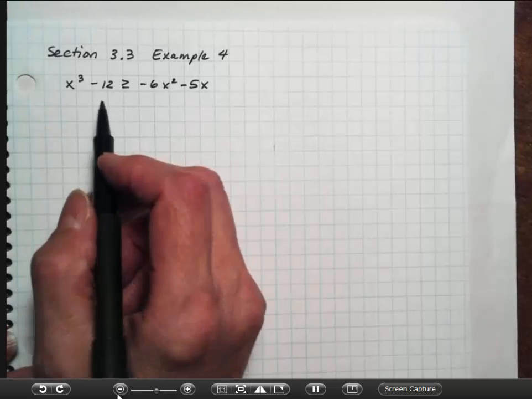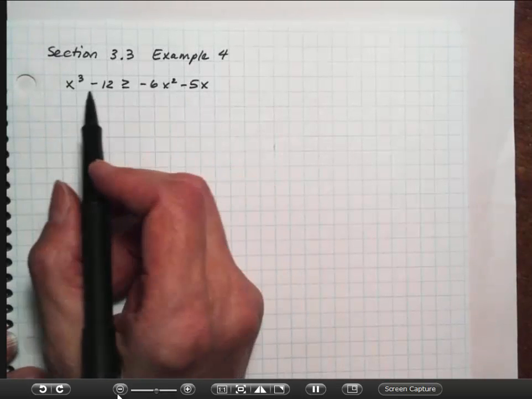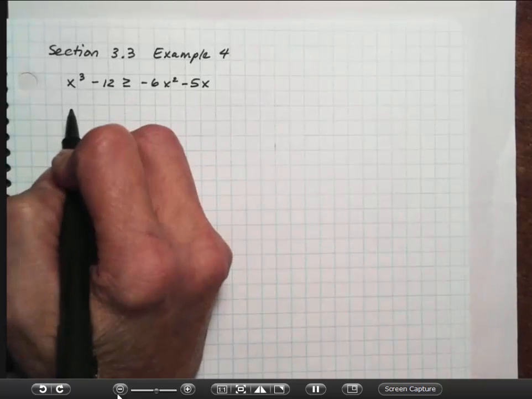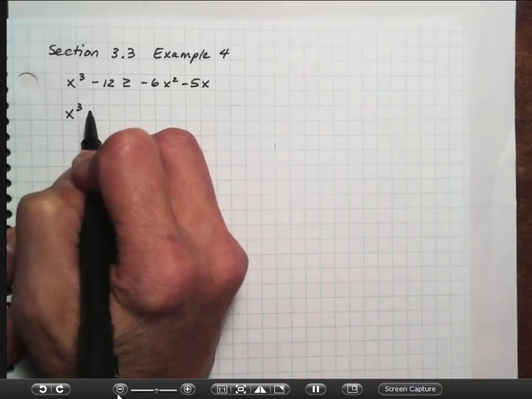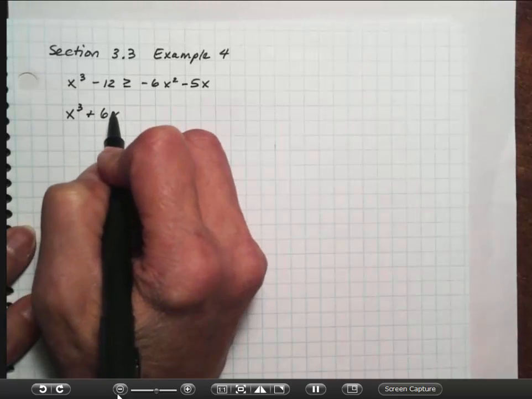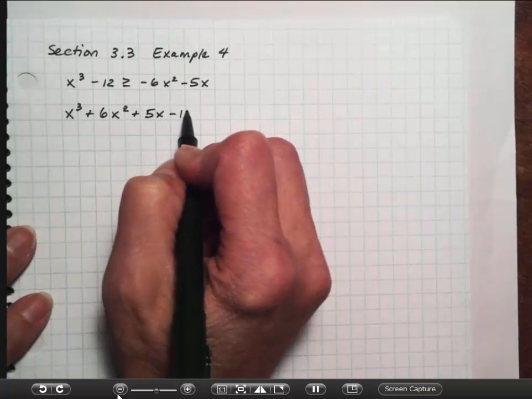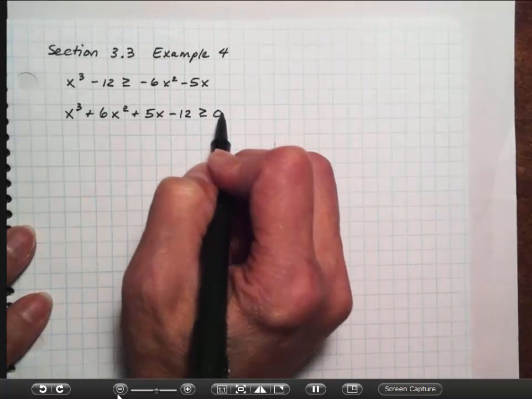So to solve the inequality, I'm going to get everything on one side and 0 on the other. So I'm going to add 6x squared to both sides and 5x to both sides. So when I do that, I end up with x to the third plus 6x squared plus 5x minus 12 is greater than or equal to 0.